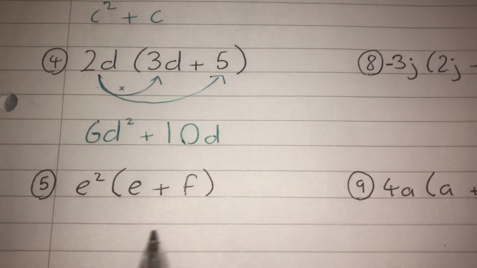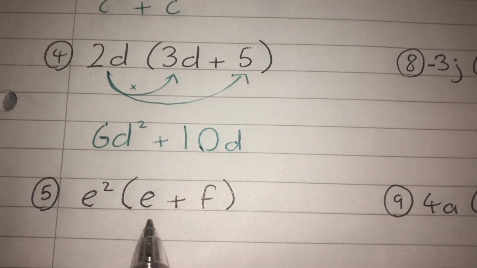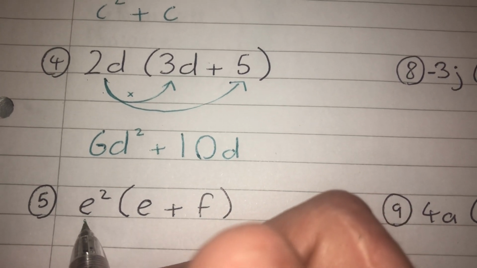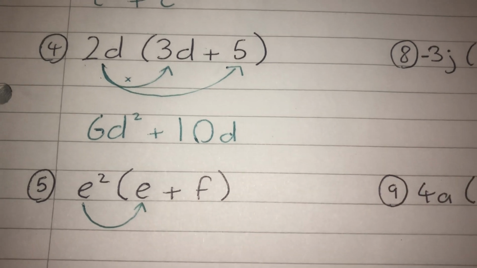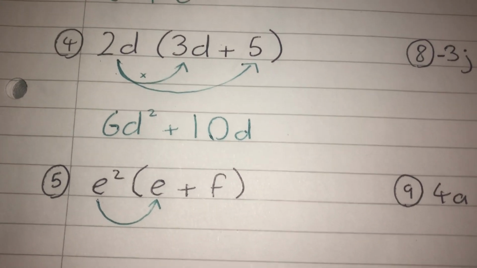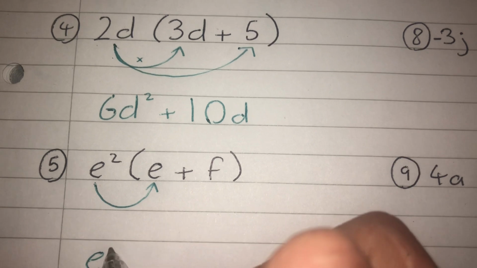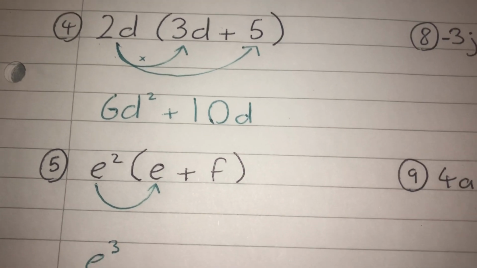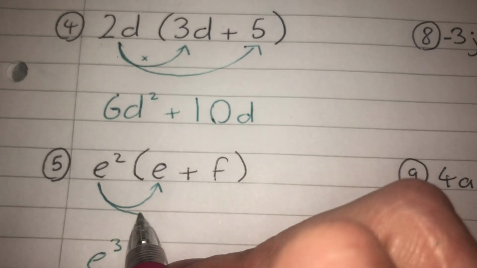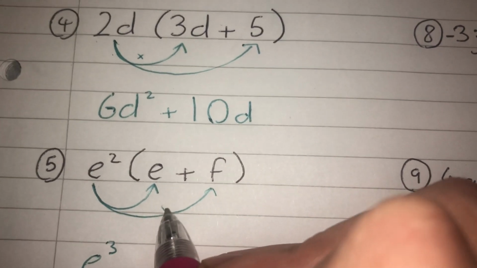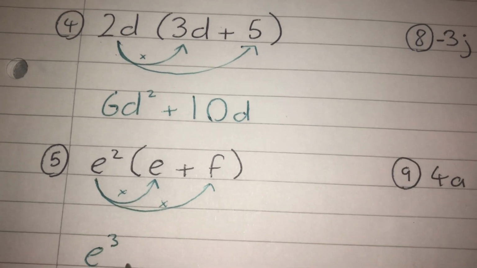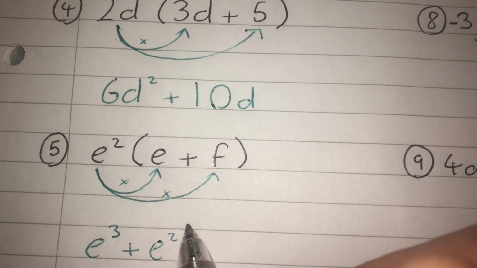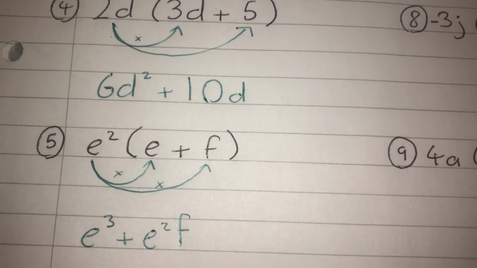Next, okay, and again, it's where our rules of indices come in. We've got an e and an f on the inside of the bracket and an e squared on the outside. So we'll start off with multiplying the e squared by the first term inside the bracket, which is an e. E squared times e simplifies to e cubed, because essentially that means e times e times e. Alright? Then we're multiplying the e squared by the second term in the bracket, which is an f. E squared times f is plus e squared f. And that's all it is.